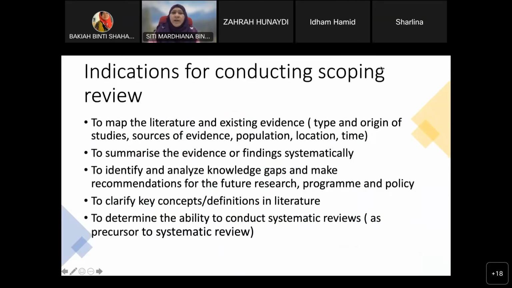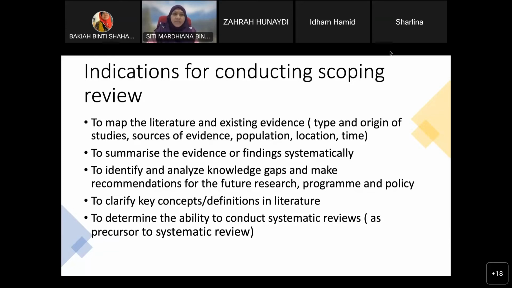So the indications for conducting a scoping review is that it is to map the literature and the existing evidence, where you want to look at the type and origin of the studies, the sources of the evidence, the population involved, the location, and the time that the study was conducted. Another indication is to summarize the evidence or the findings systematically, to identify and analyze the knowledge gaps and make recommendations for the future research program and policymakers.